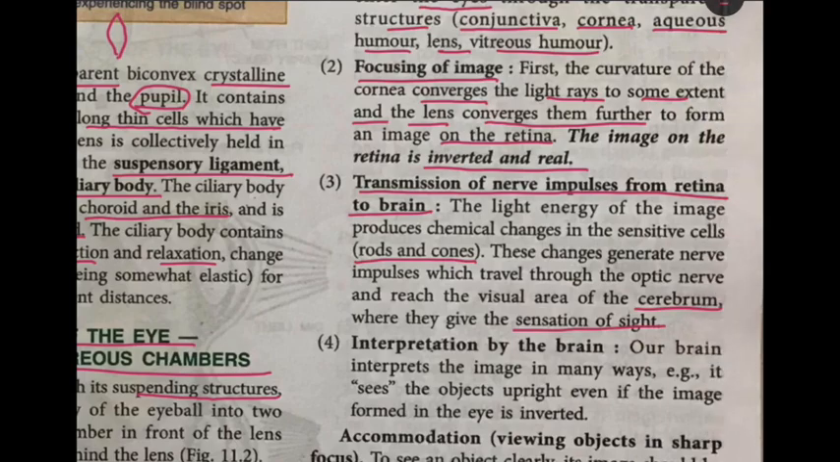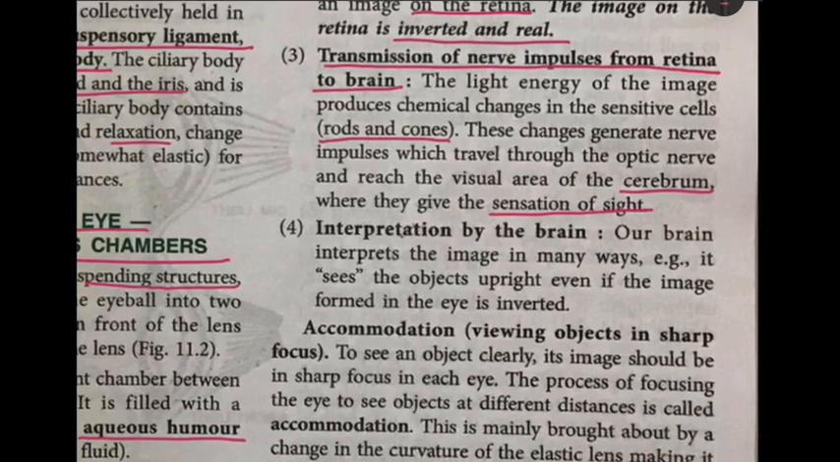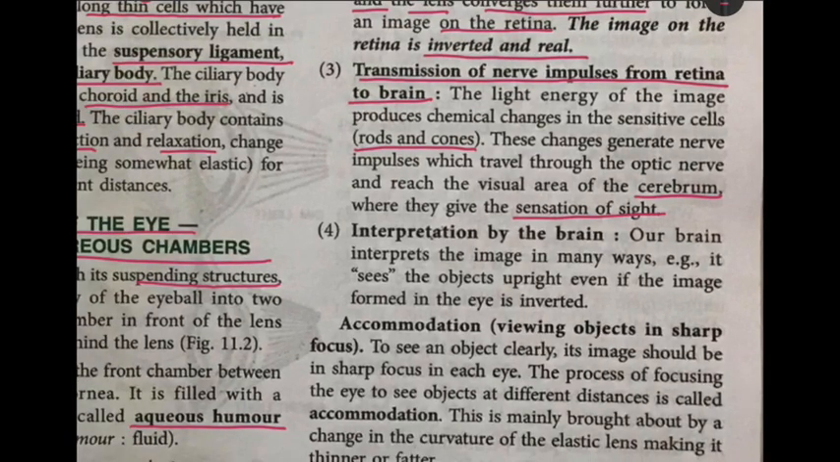Now next is the interpretation by the brain. Our brain interprets the image in many ways. It sees the object upright even if the image formed in the eye is inverted and real inside the retina, but our brain sees the object upright.